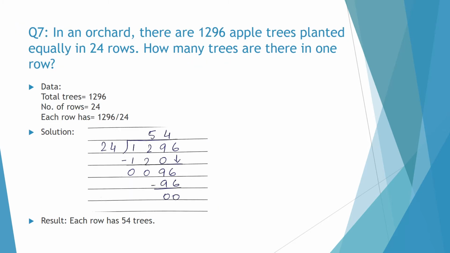Question number 7. In an orchard, there are 1,296 apple trees planted equally in 24 rows. How many trees are there in one row? Now, the total number of apple trees we have is 1,296, and the rows they are in are 24. Now, we have to find how many trees there are in each row. So, total trees 1,296, number of rows 24. So we will be dividing 1,296 by 24.